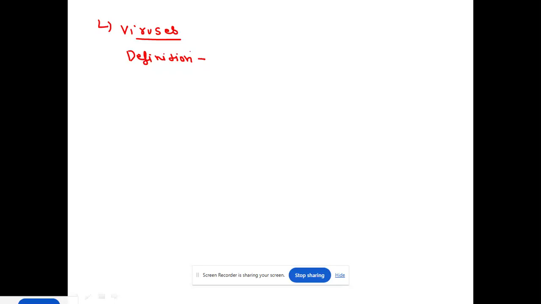So, viruses are what? Viruses are actually microscopic. They are very small and you cannot see them even with the naked eye. So that means I can say that viruses are microscopic. My screen visible, Manya? Okay. So, viruses are microscopic infectious. Infectious means they cause the infection. Okay. So, infectious agents.